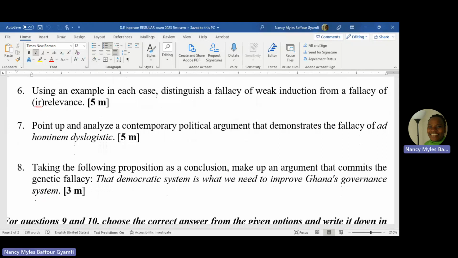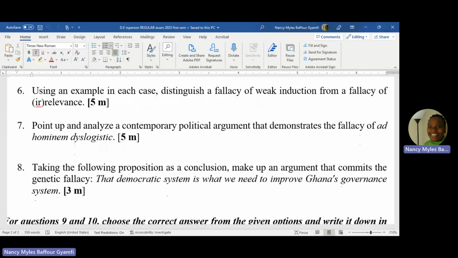So the premises are relevant to the conclusion, yes, but they are not enough. It's weak. It's not strong enough to carry the conclusion it is drawing. That's the problem we have with fallacies that we call weak induction, like hasty generalization.